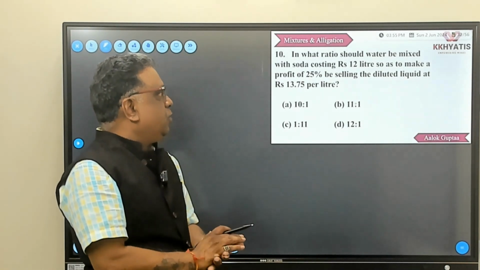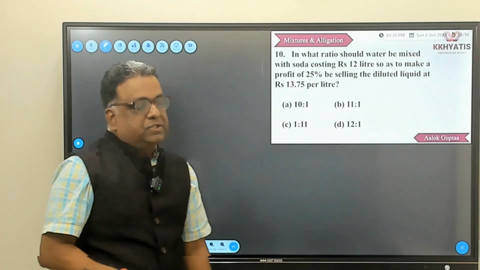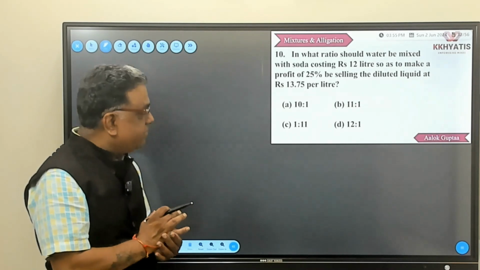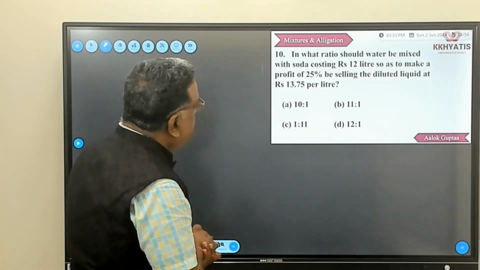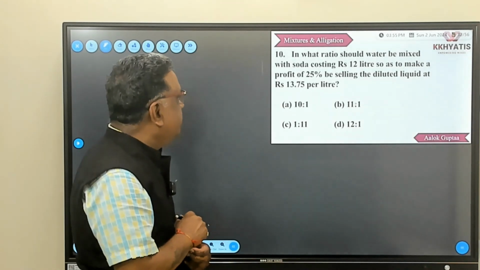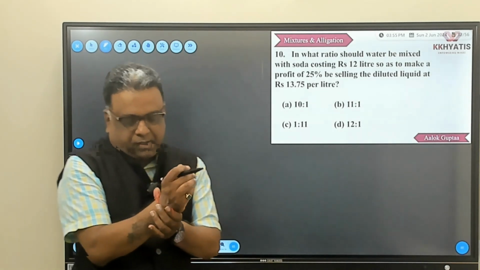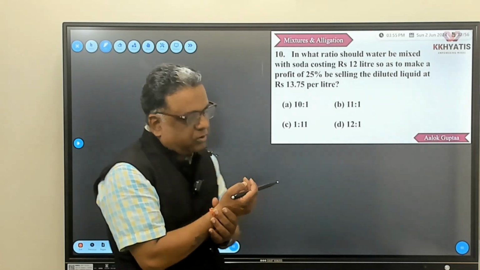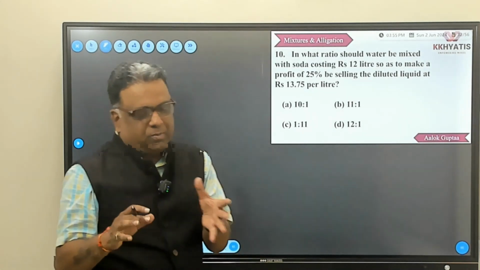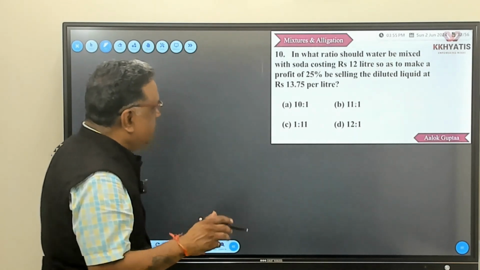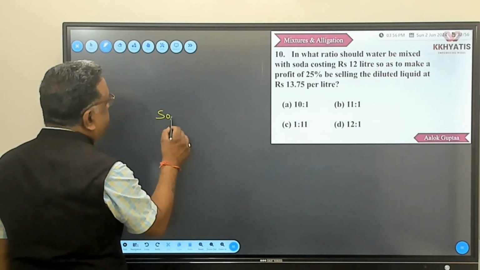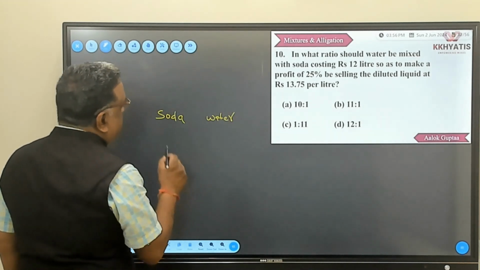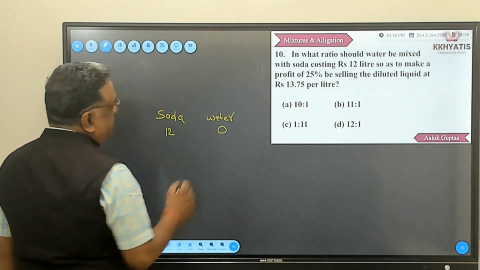In what ratio should water be mixed with soda costing rupees 12 per liter so as to make a profit of 25% by selling the diluted liquid at rupees 13.75 per liter? Whenever such questions come, we always assume that water which is being mixed or diluted is free of cost. So there is soda, there is water. The cost is 12. The cost of water I take as 0.